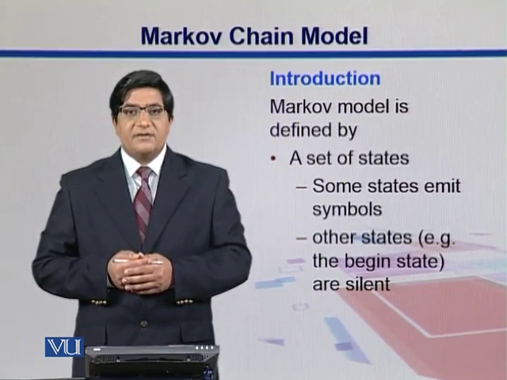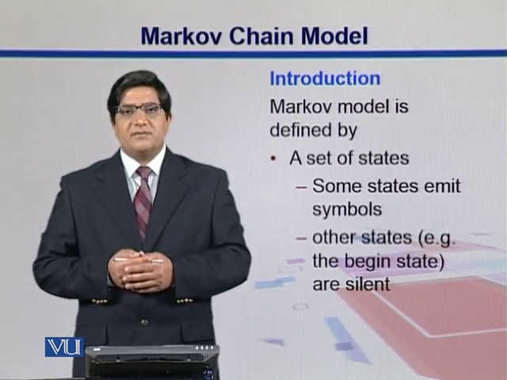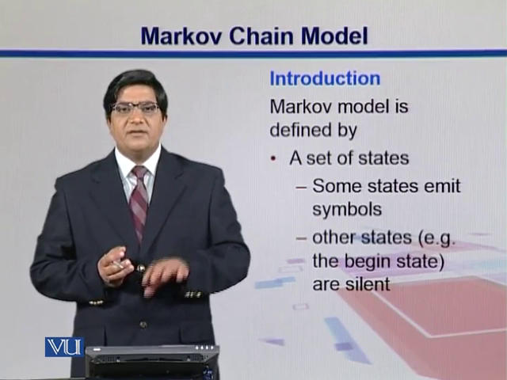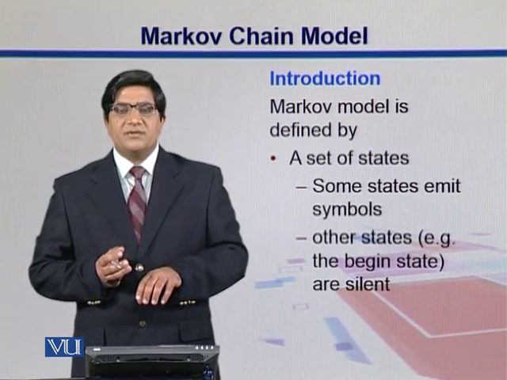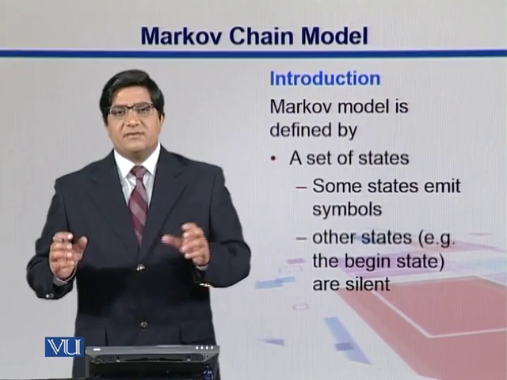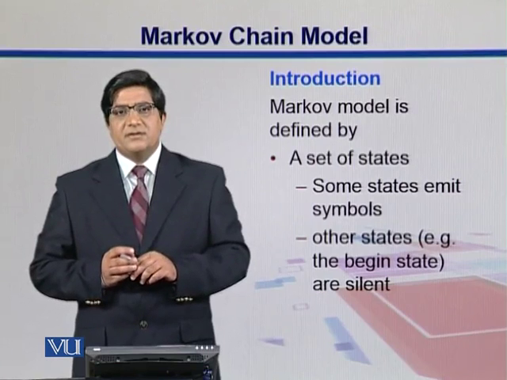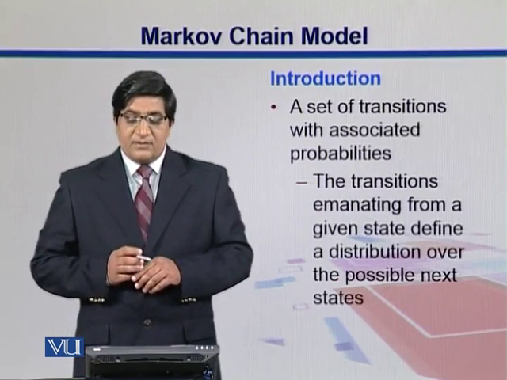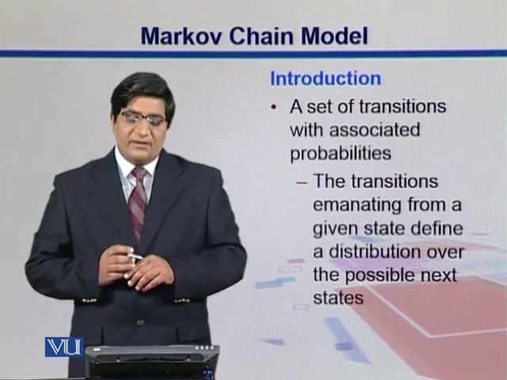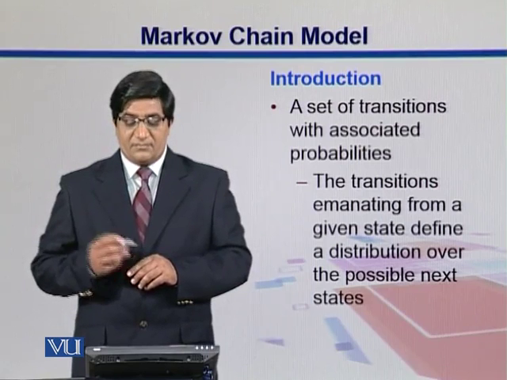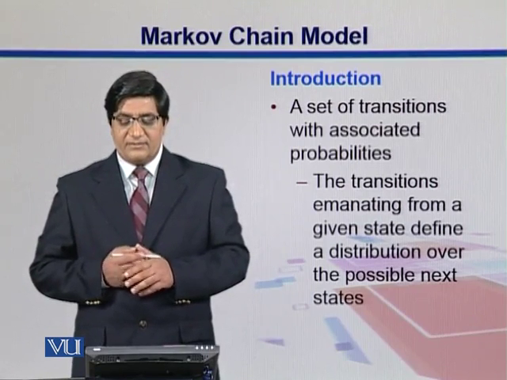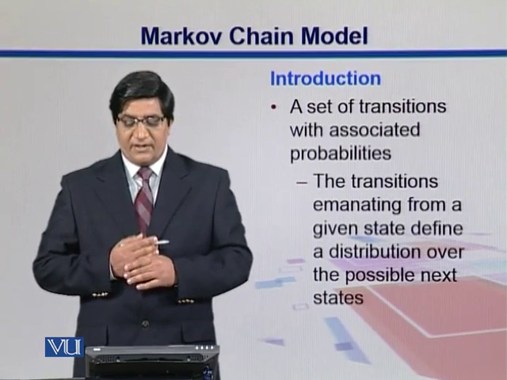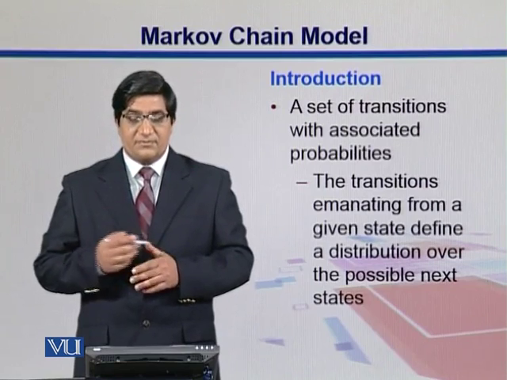Some states are begin states, they are silent. Sometimes in our system we just model the initial state, which is just a silent state. So the system can start from anywhere, there is no symbol. To draw those begin and end states, we simply put them in our models, but sometimes we can skip that. Then in addition, we have a set of transitions with associated probabilities, and these transitions from a given state actually define a distribution over the next possible states.